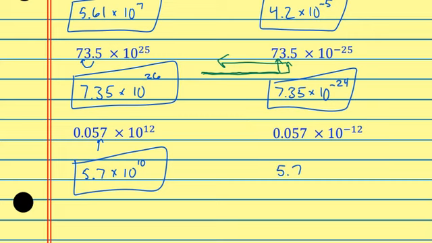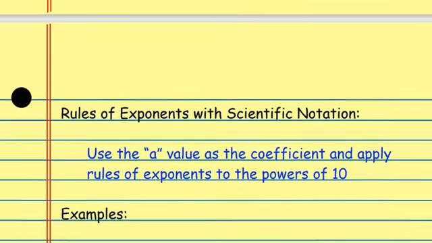This one, same kind of thing. This should be a 5.7. But when I was moving in the negative direction, it's like I had to move 2 more in the negative direction. So I'm going to make this times 10 to the negative 14th in order to put it in proper scientific notation, okay? So now applying rules of exponents.